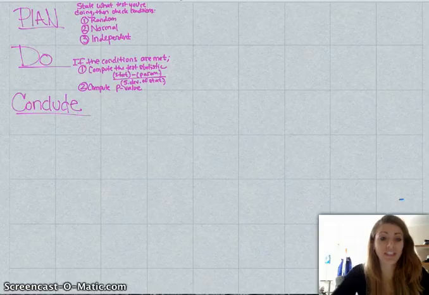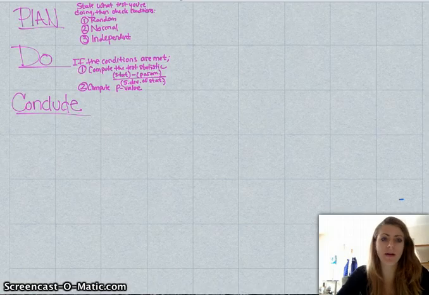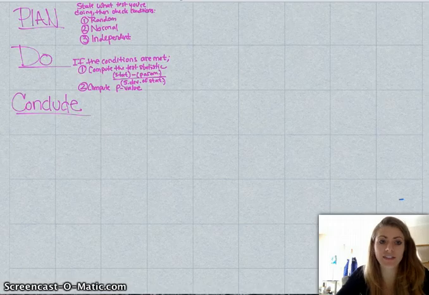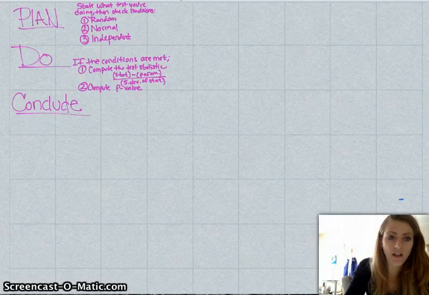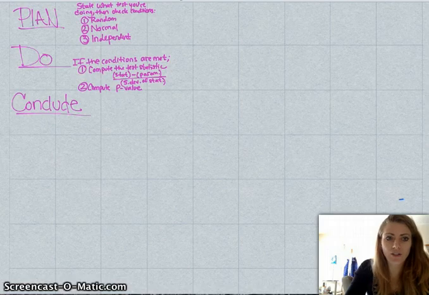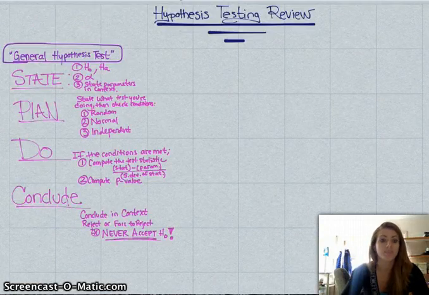And last but certainly not least is conclude in context. We reject the null hypothesis, or we fail to reject the null hypothesis; we did have statistical evidence, or we did not have statistical evidence. And remember, you're never proving the null hypothesis to be true. You're just getting enough evidence to either disprove it or not. Okay, so that's the big picture.